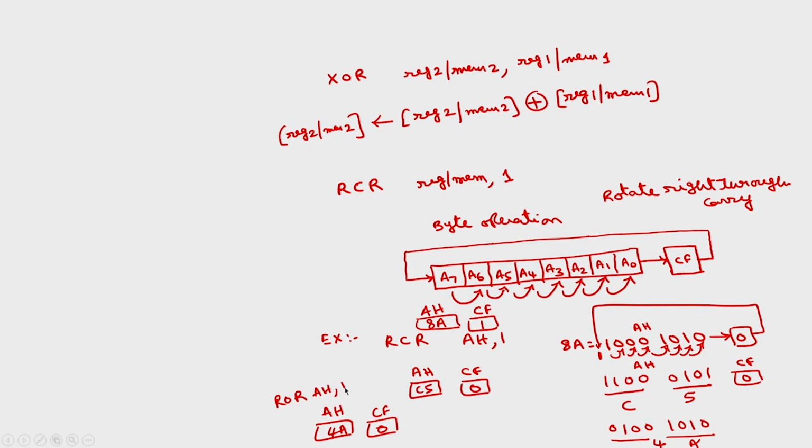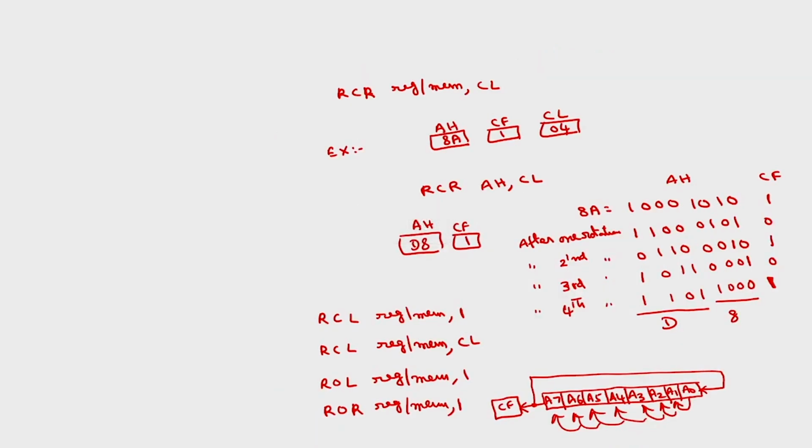Now, I think you understand the difference between RCR and ROR. So, the content of the LSB bit will go to carry as well as MSB in case of ROR, whereas in case of RCR the content of the LSB bit will go to the carry bit and the carry will go to the MSB position. This is for single bit rotation.